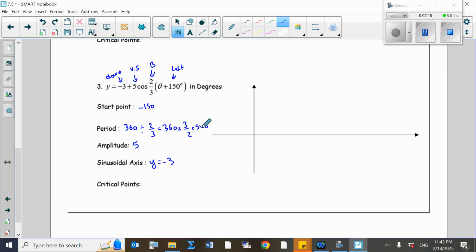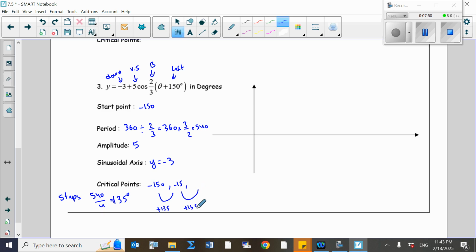Now we're going to find the critical points. First, you need to find the steps. So you divide 540 by 4. 540 divided by 4 is 135. So that means the steps between the critical points is 135 degrees. What is the start point? It's at negative 150. You add 135, it's going to be negative 15.